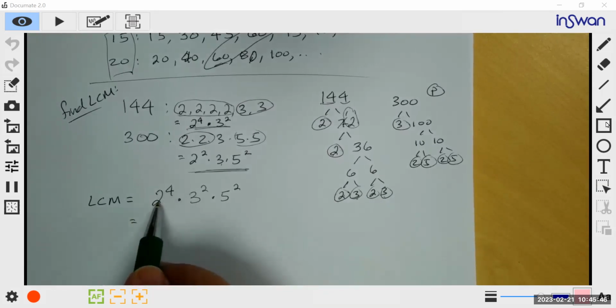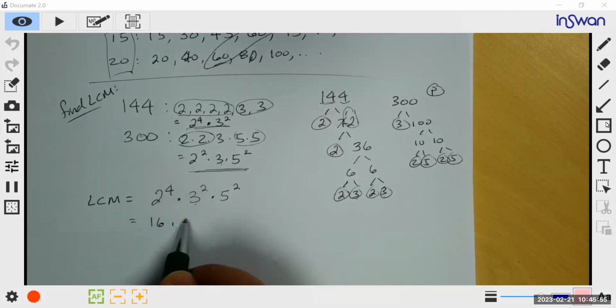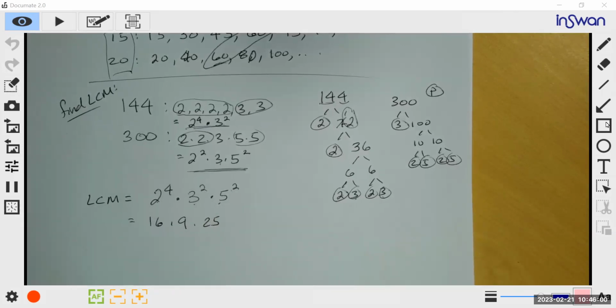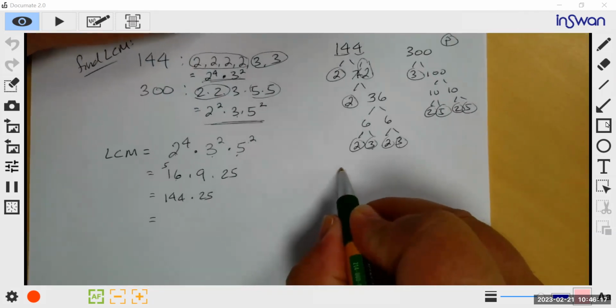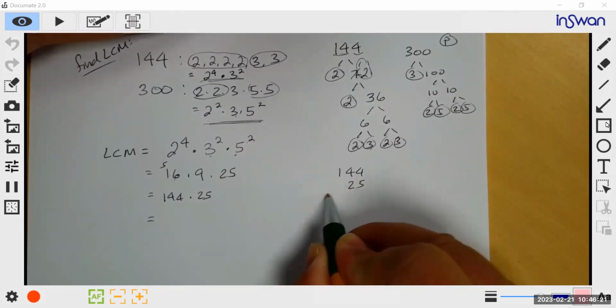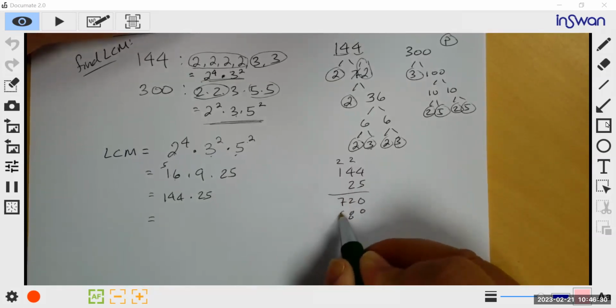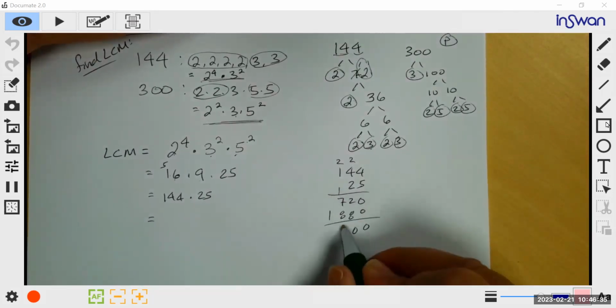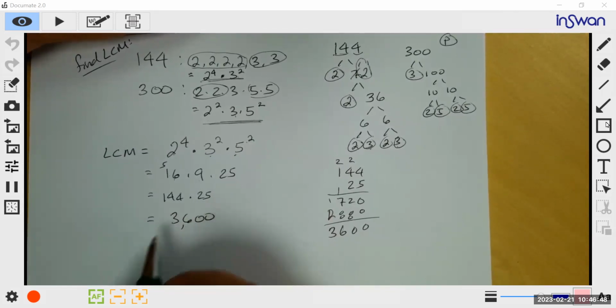So now we multiply these out. 2 to the 4th power is 2 times 2 is 4, times 2 is 8, times 2 is 16. 3 squared is 9, 5 squared is 25. 144 times 25. So the LCM is 3,600.